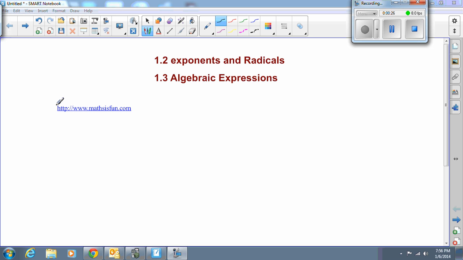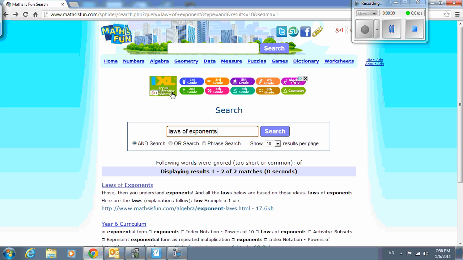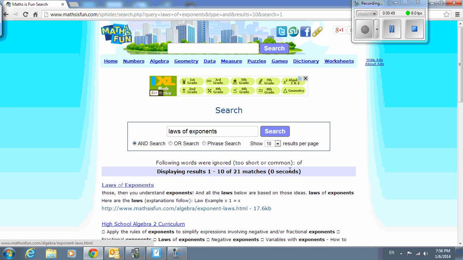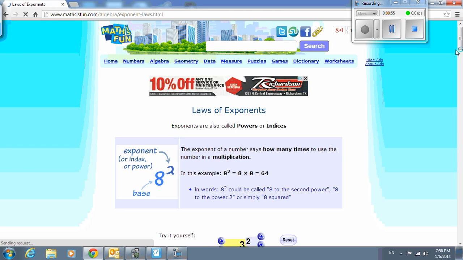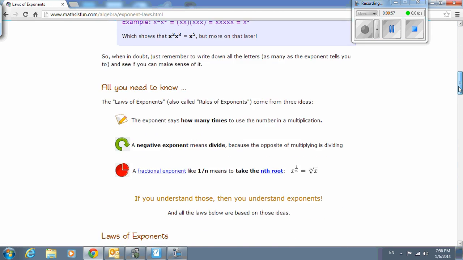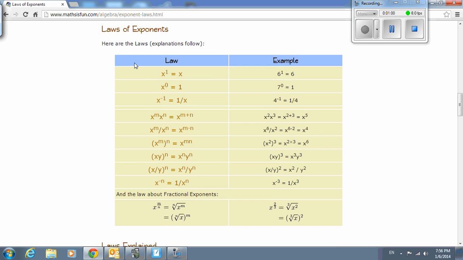I want you to go on this website because, since it's a review, we will use it. It's www.mathsfun.com. Once you're on mathsfun.com, I want you to type in the search engine "laws of exponents." Once you type that and press enter, these are the choices that you will get. I want you to click on the laws of exponents and go about to the middle of the page, where you have the laws of exponents.